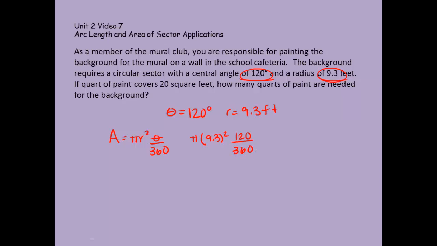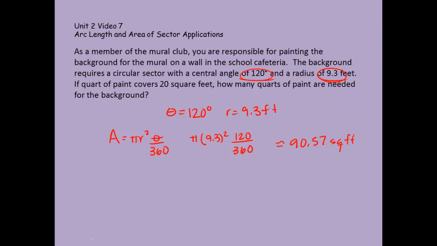Because I'm actually going to need to calculate the number of square feet in order to buy the right number of quarts of paint, we're going to want to actually type in the pi and get an approximate answer. So 9.3 squared times 120 divided by 360 times pi leaves me with 90.57 square feet. Now this is an approximated answer, but that's fine.